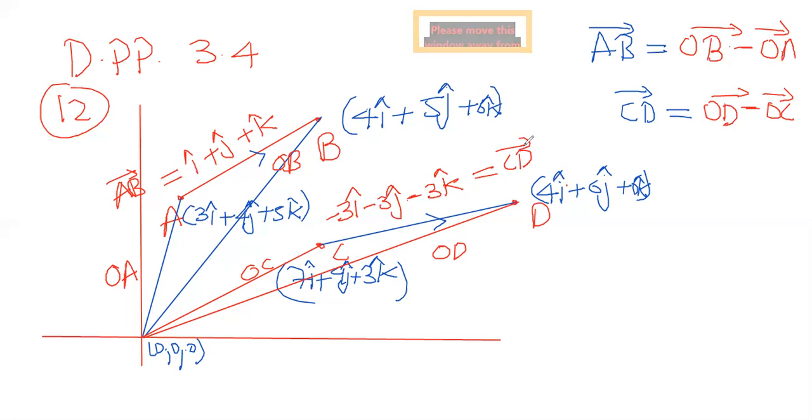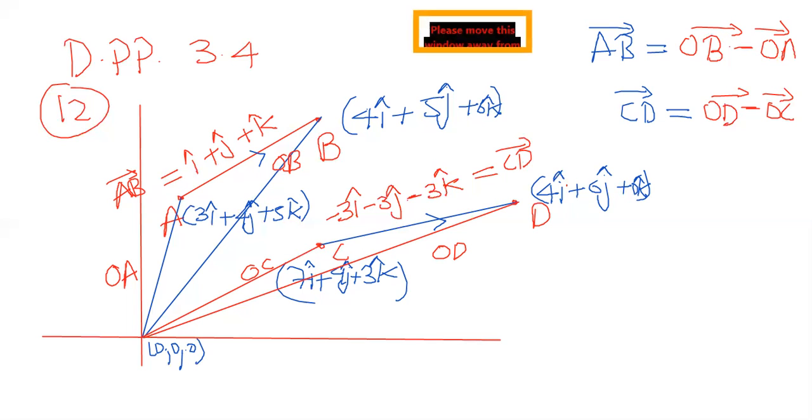Now what do we have to do? What else did they ask? The displacement vectors, are they perpendicular or do they have any angle between them? We have to check that. How do we check that? Using the actual formula of the angle between two vectors.